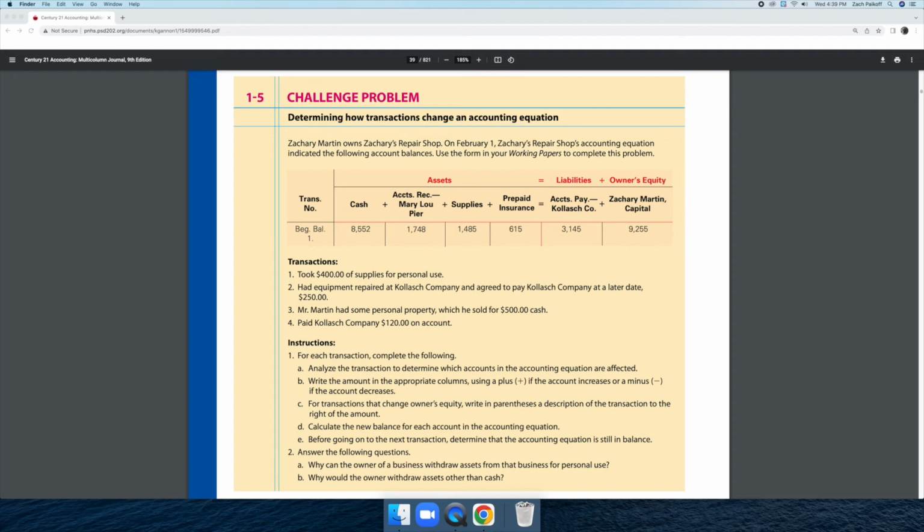And number 2 is asking us to answer the following questions. Letter A. Why can the owner of a business withdraw assets from that business for personal use? And for letter B, why would the owner withdraw assets other than cash? Okay, so now that I have read over the instructions, let's jump right into the 1-5 challenge problem.